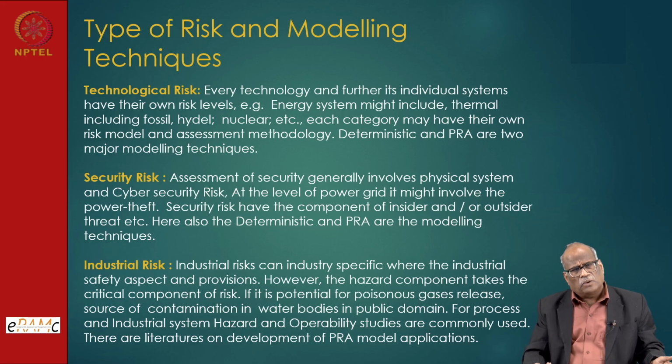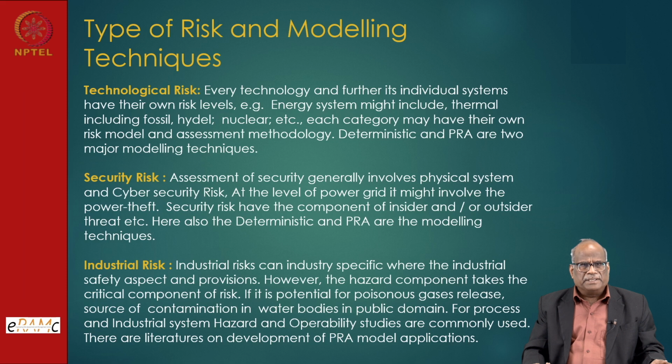Because even in a technology, there can be varying types of plants. So for every plant, there will be a different risk matrix. Though the broad umbrella remains the same, still at a specific level, it might change.